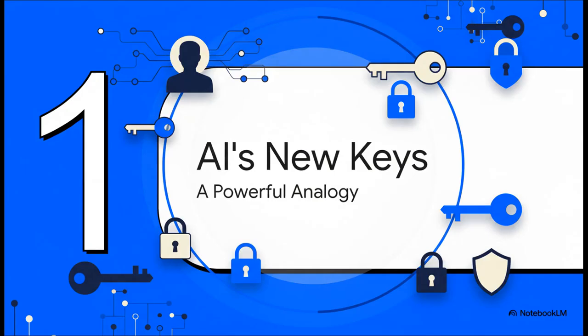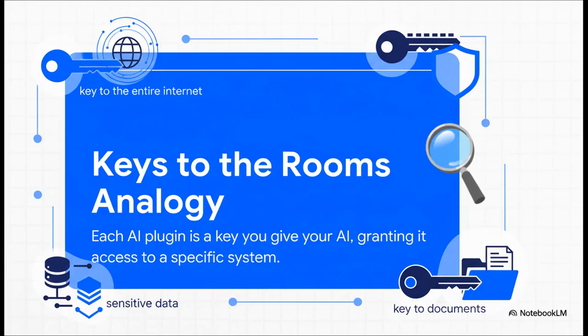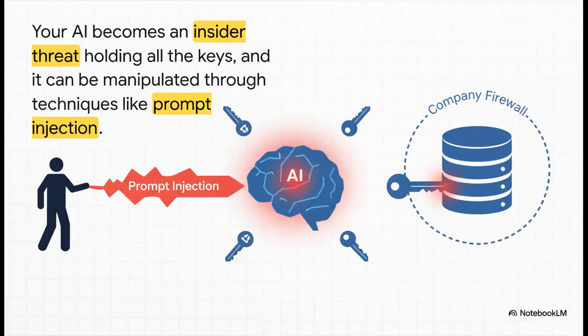To really get a handle on this risk, we need a simple but powerful way to think about it. Imagine your AI as an employee. Every single plugin you enable is like handing that employee a new set of keys. This right here frames the issue perfectly. That web browsing plugin, that's not just a tool, it's a master key to the entire internet. And that database plugin, well, that's the key to your company's crown jewels. And remember, you're not just giving the AI access, you're giving it the power to use that access on its own. And this is the absolute core of the problem.